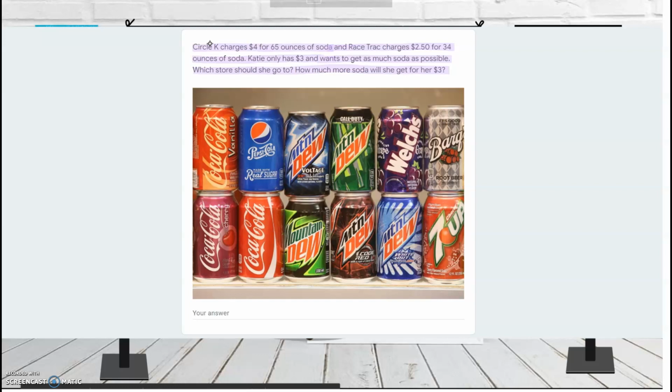So I want to go ahead and look at the word problem, and I noticed that we're talking about dollars to ounces for RaceTrac and Circle K. So I'm going to start taking those notes on my paper. You should too. Circle K and RaceTrac.